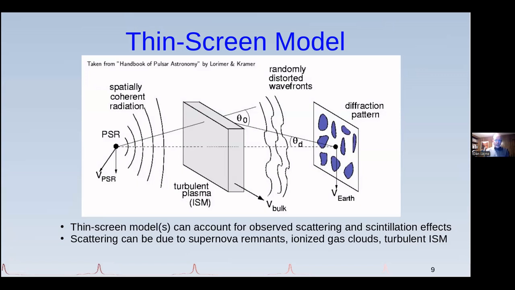The scattering in reality is due to supernova remnant shells, which have very hot gas that affects the radio wave, also the ionized gas clouds, and just the turbulent, patchy plasma. So the interstellar space is not quiet. It's very chaotic.